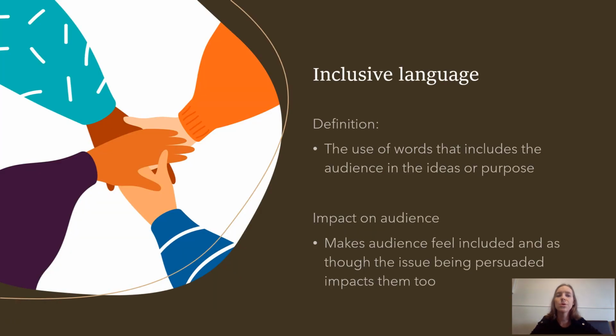Inclusive language is the use of words that include the audience in the idea or purpose. So words such as our and we and us, all of those include the audience. We're going to take a look at an example of this in a moment. It makes the audience feel included, as though the thought of the issue of being persuaded impacts them too.